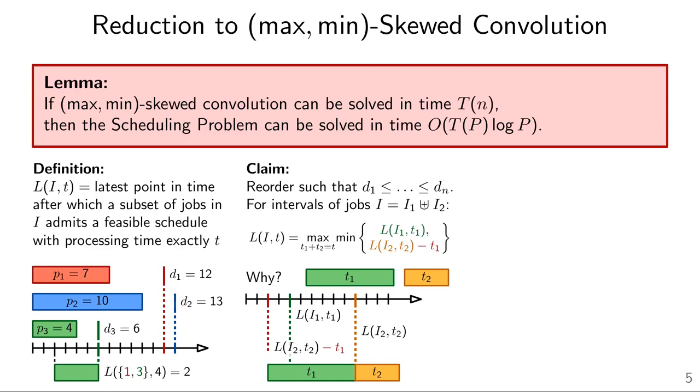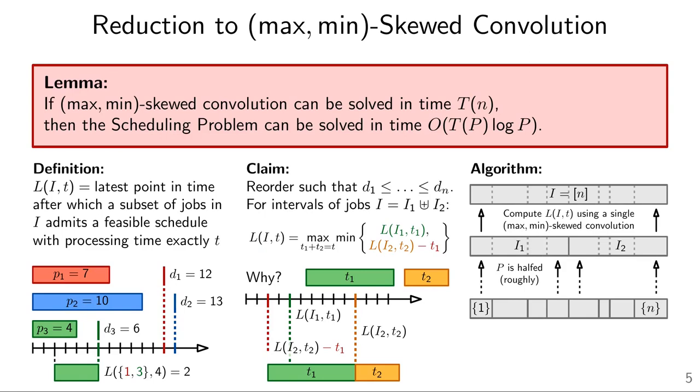Okay, so I hope that you believe me that this expression here actually makes sense. And maybe it's obvious that this is exactly the same statement, exactly the same term as in the definition of the maximum skewed convolution problem. So this is where this weird offset of minus the first index comes from. Given that we have computed this value for all values of T1 and this value for all values of T2, we can now compute this value for all values of T using a single call to the maximum skewed convolution problem. That's essentially what this claim is about.